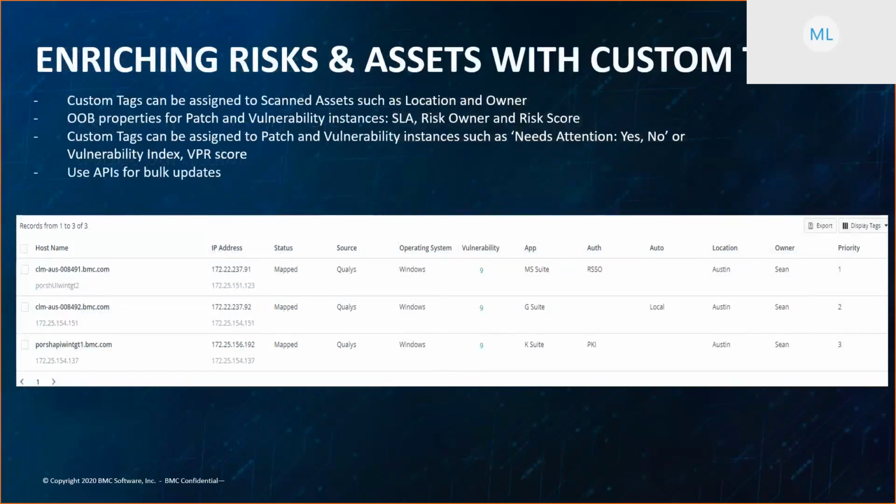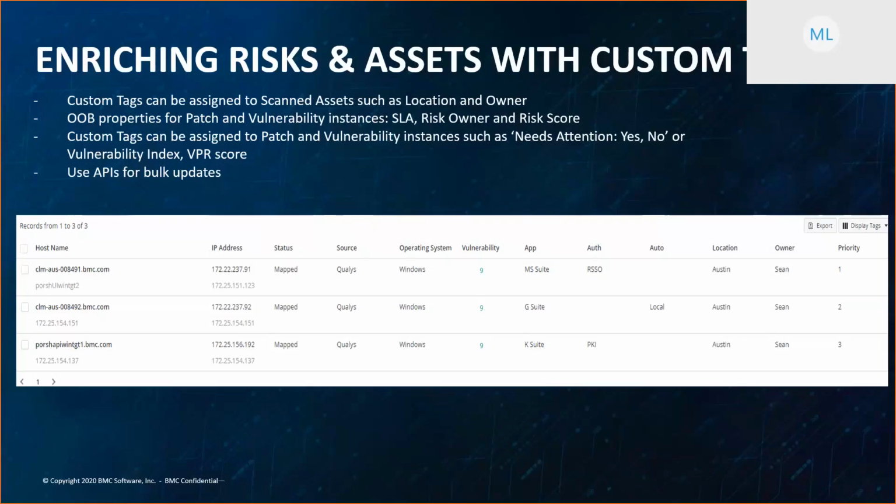So now you can create custom tags, and the tag name could be anything. It could be location, it could be environment, it could be owner, and you can assign these tags to assets as well as vulnerabilities and patch instances. So for example, there is one vulnerability, but for Windows assets, it's been remediated by user A, and for Linux assets, it's been remediated by user B. You can assign different owners to the same vulnerability on different assets, and this is called a vulnerability instance.